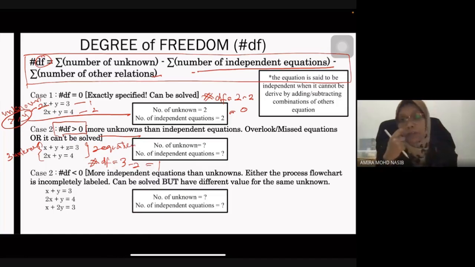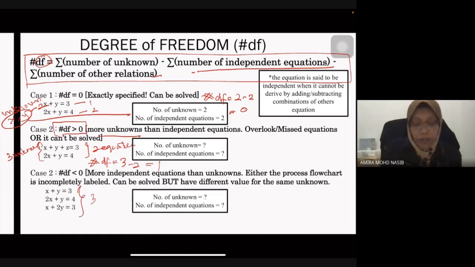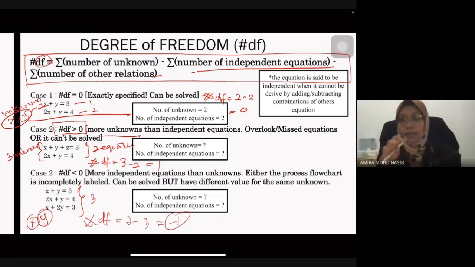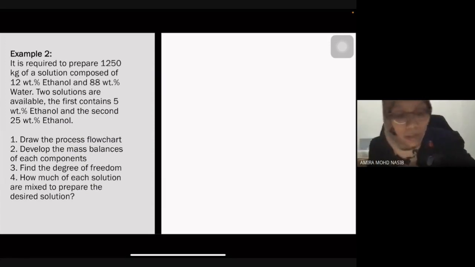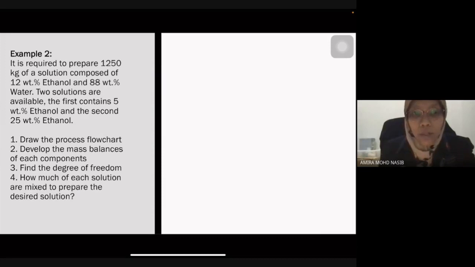The next case is where the degree of freedom is less than 0, where you have a lot of equations. You have 3 equations, but only 2 unknowns to find, x and y. So the degree of freedom for this case is 2 minus 3 equal to negative 1. In this case, that means you have a few answers for x and a few answers for y, so we also want to avoid this kind of situation. Okay, we're going to try this one. Is this required to prepare 1250 kilogram of solution? These are the outputs.